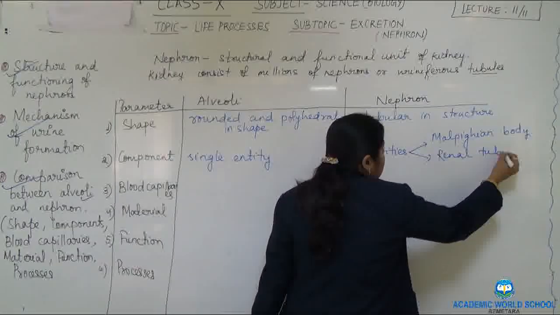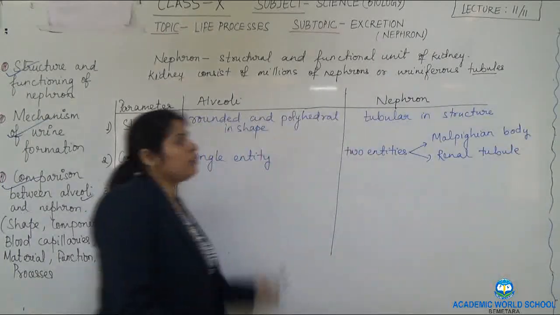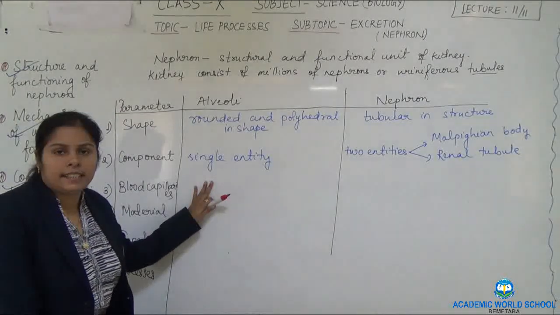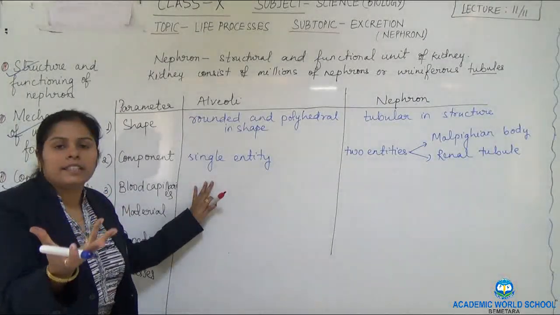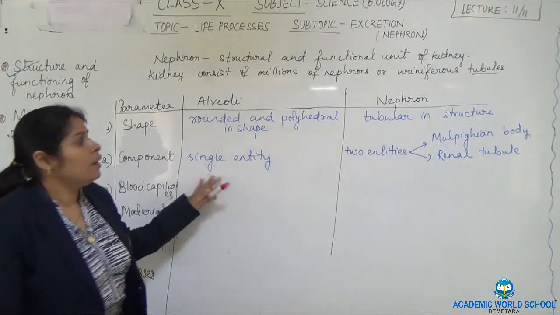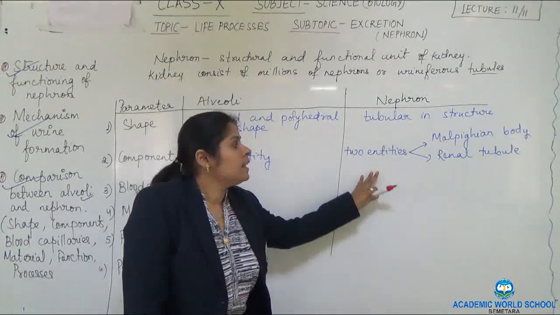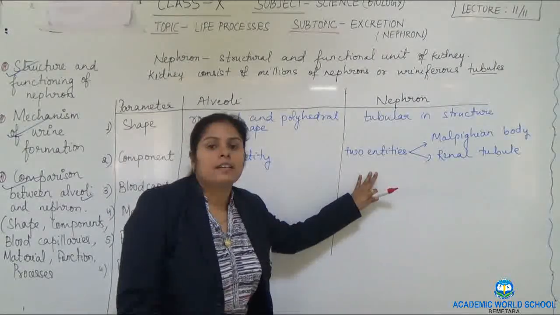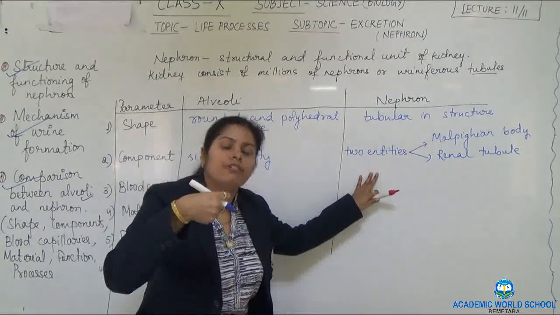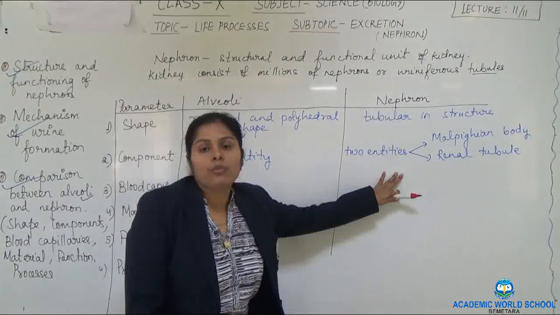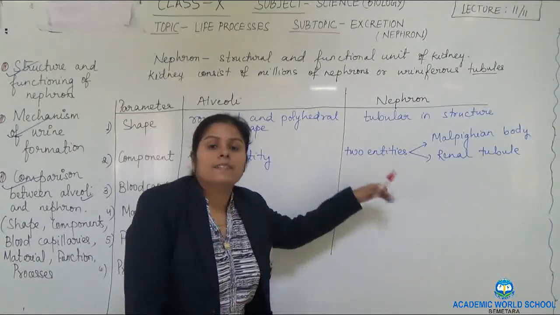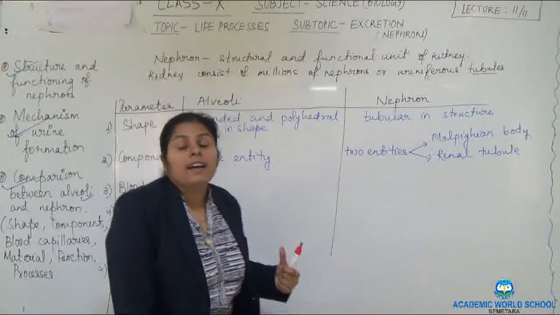So this is another difference between the alveoli and the nephron. Alveolus is a single entity. It is not differentiated into 2 parts. Whereas nephron is made up of two entities. The first one is Malpighian body, which is the cup-shaped Bowman's capsule and the tuft of capillaries, whereas the second one is a renal tubule, which consisted of PCT, DCT and collecting duct.